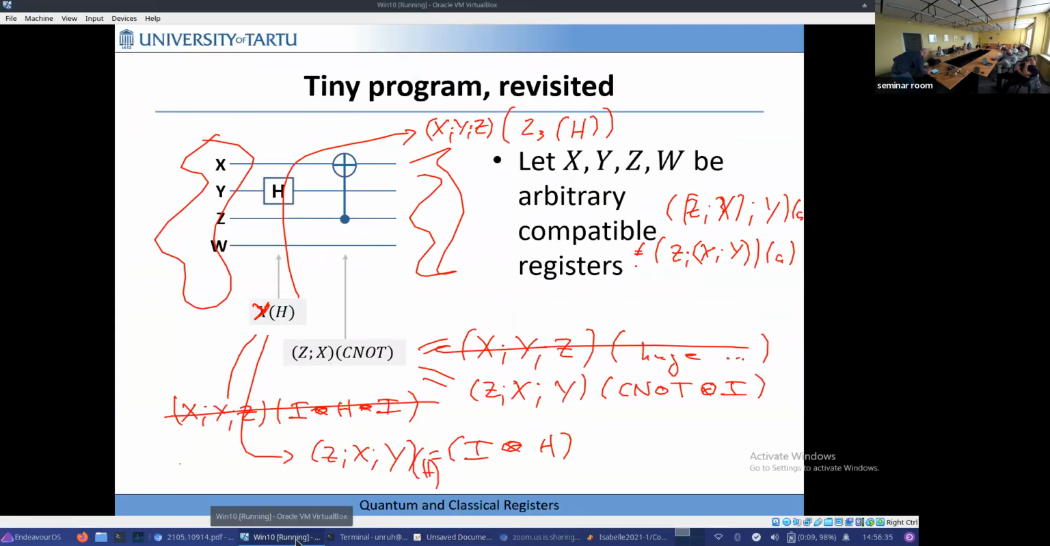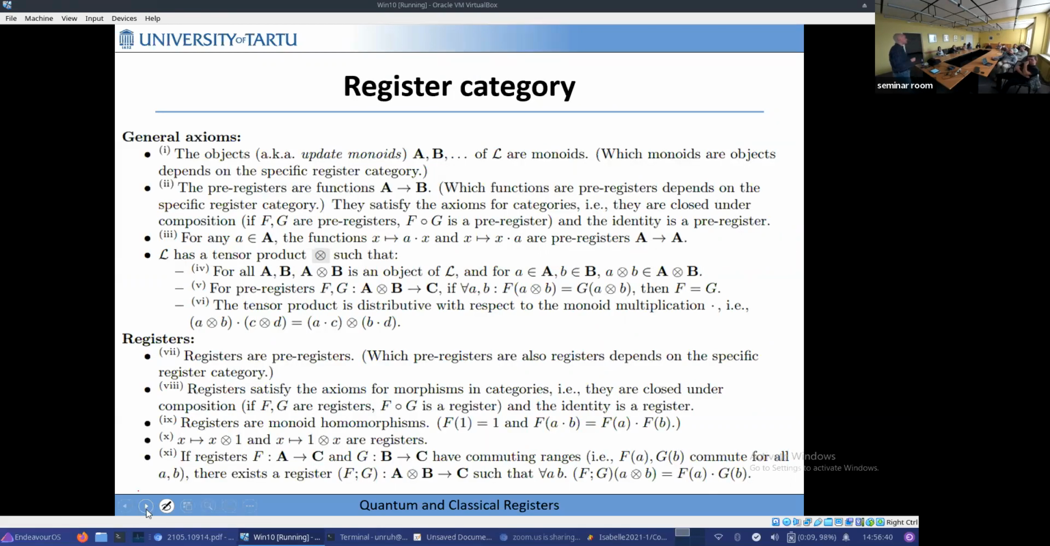Okay, this slide is too full now, so let's go to the next one. I mentioned that actually this is more generic. I have shown you how I can define quantum registers, and how I can define classical registers. It turns out they are both examples of what I call a register category. And we can define other register categories, although I don't know any other useful ones, but at least these two cases are covered.